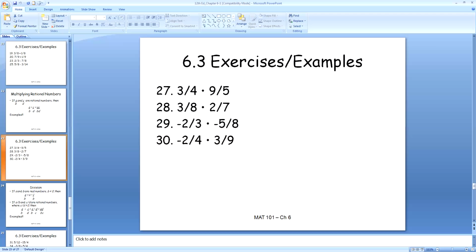And the same rules apply for negative numbers. So if you had 29, for instance, negative 2/3 times negative 5/8, the negative 2 times the negative 5 is multiplied together, and you get positive 10 divided by 3 times 8, which is 24. So 10 over 24, that's the same as saying 5 over 12 times 2 over 2, remembering any number divided by itself is 1. So the 1 can be canceled out. So what you're left with is 5 12ths.